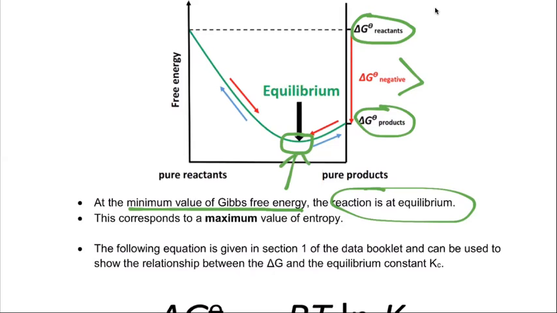It also corresponds to maximum entropy. So you have minimum Gibbs free energy, the lowest Gibbs free energy value, and the highest amount of entropy when you're at equilibrium.